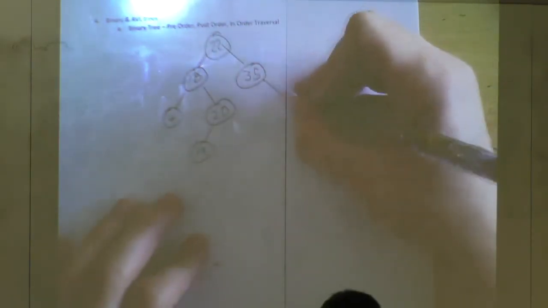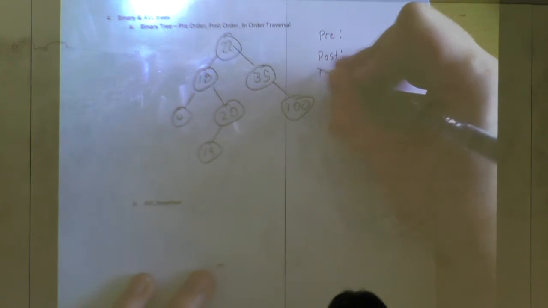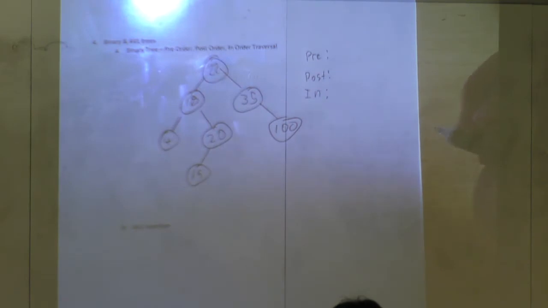35, and then 100. Okay. So from here, we're going to do the pre-order traversal, post-order traversal, and the in-order traversal. So the pre-order traversal, the way you do that is, obviously, as pre-order sort of insinuates, you visit it, and then you print out itself, and then you do the other ones.